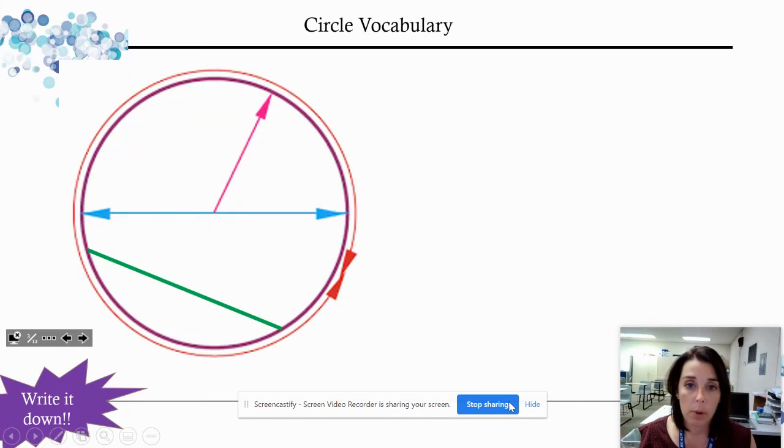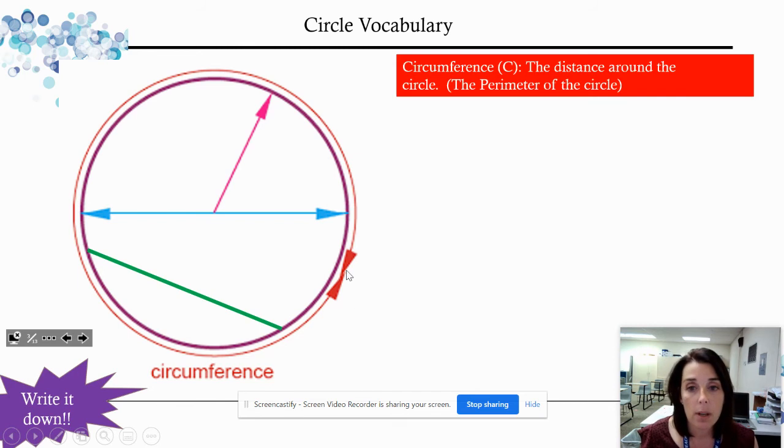Okay, everybody, we're going to do a quick review of our circle vocabulary. Our first word is circumference, and it is just this red line that goes all the way around the circle. It's kind of like a perimeter. It's a little special because it's really specific to circles, since circles don't have sides. So you could think of it like a belt that you would put around somebody's waist, for example. So circumference is just the distance around the circle, the perimeter of a circle.